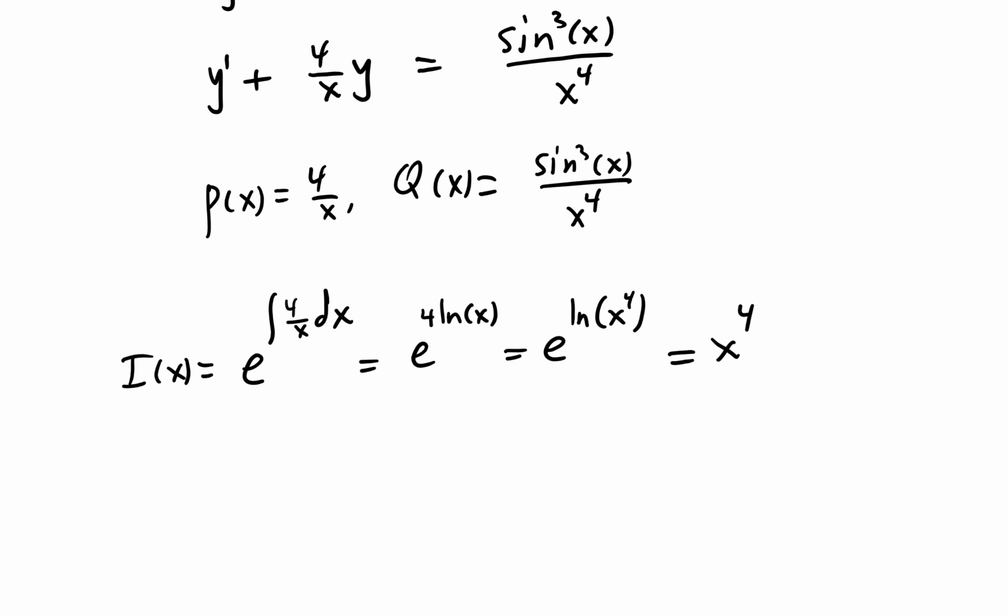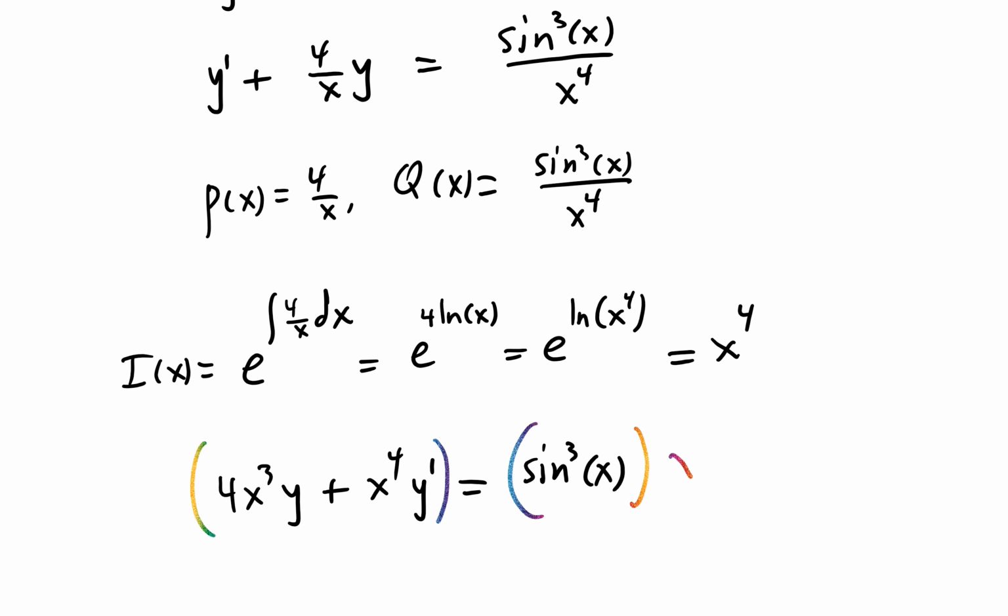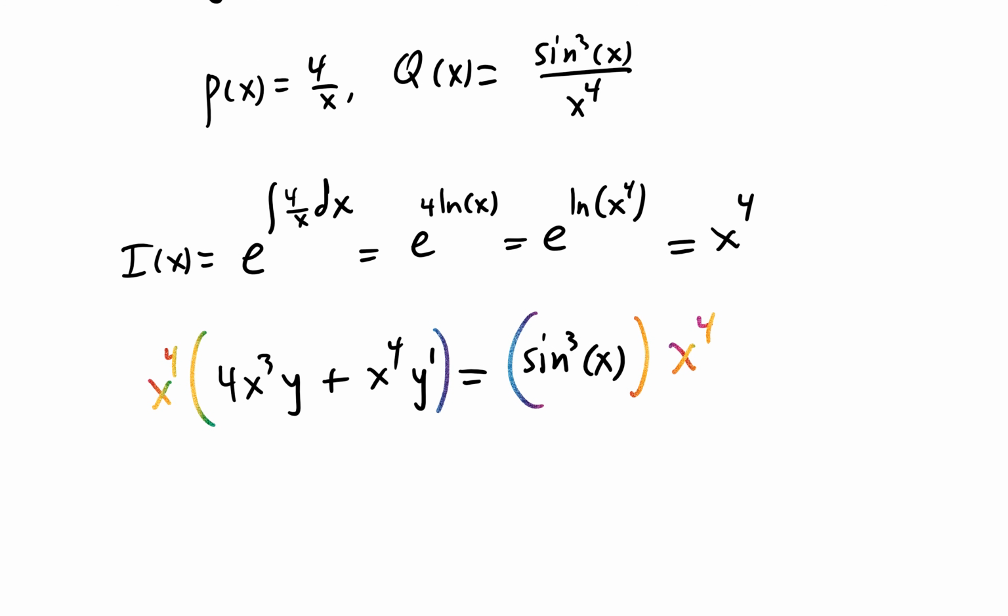Then we multiply the given equation, 4x cubed y plus x to the 4th y prime equals sine cubed x, both sides by I of x, which is x to the 4th. In a way, we are expecting the left-hand side to become I of x times the derivative of y, and the right-hand side stays the same.